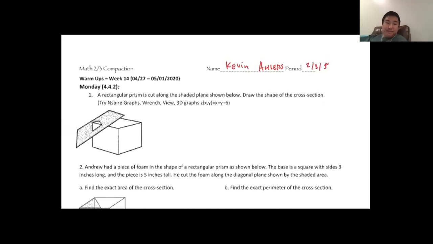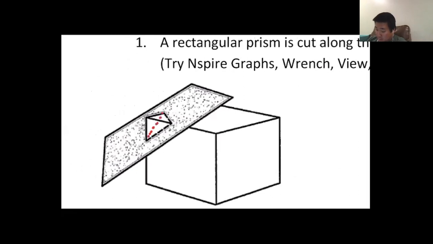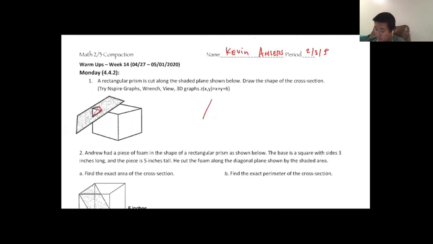All right. So a rectangular prism is cut along the shaded plane drawn below. Draw the shape of the cross section. So I think that's the cross section. So it's going to be a triangle.